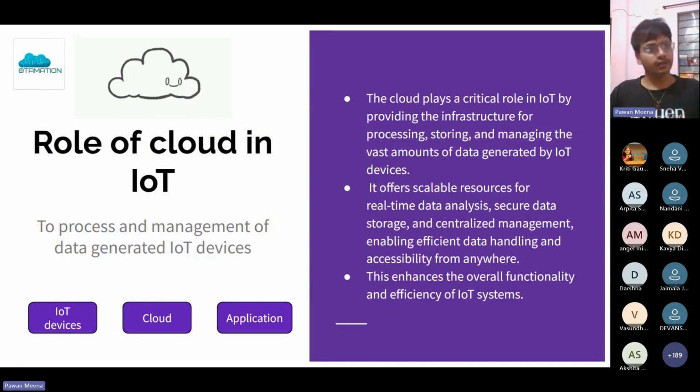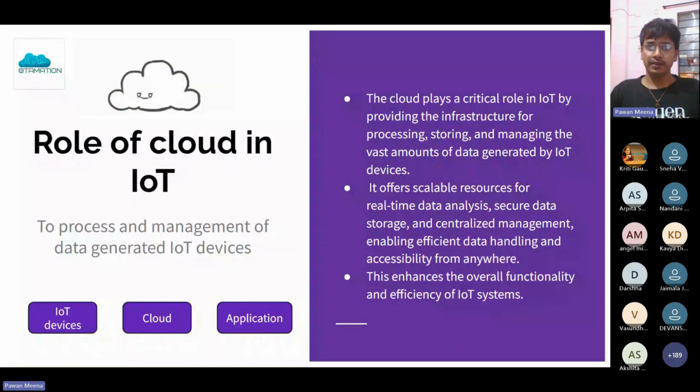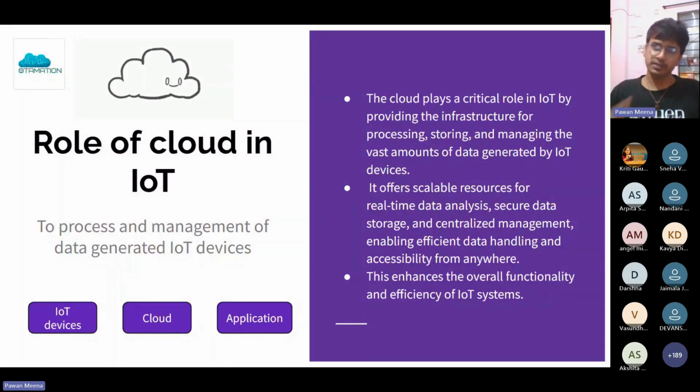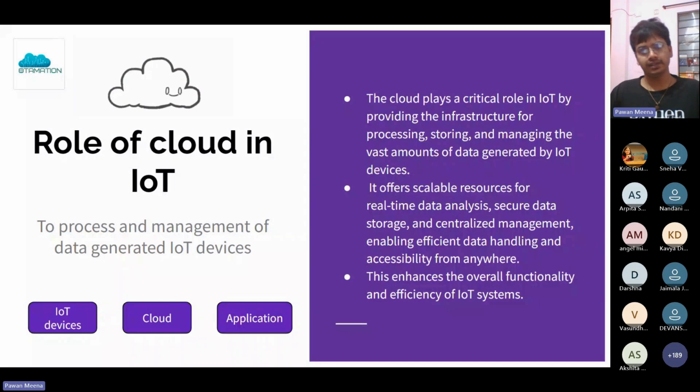That's why we have to provide one middleware layer so that IoT devices can directly put the data on the cloud, and the application can fetch the data from the cloud, so that both things, the IoT devices and applications, can work simultaneously. So the cloud plays a critical role in IoT by providing the infrastructure for processing, storing, and managing the vast amount of data generated by the IoT devices.